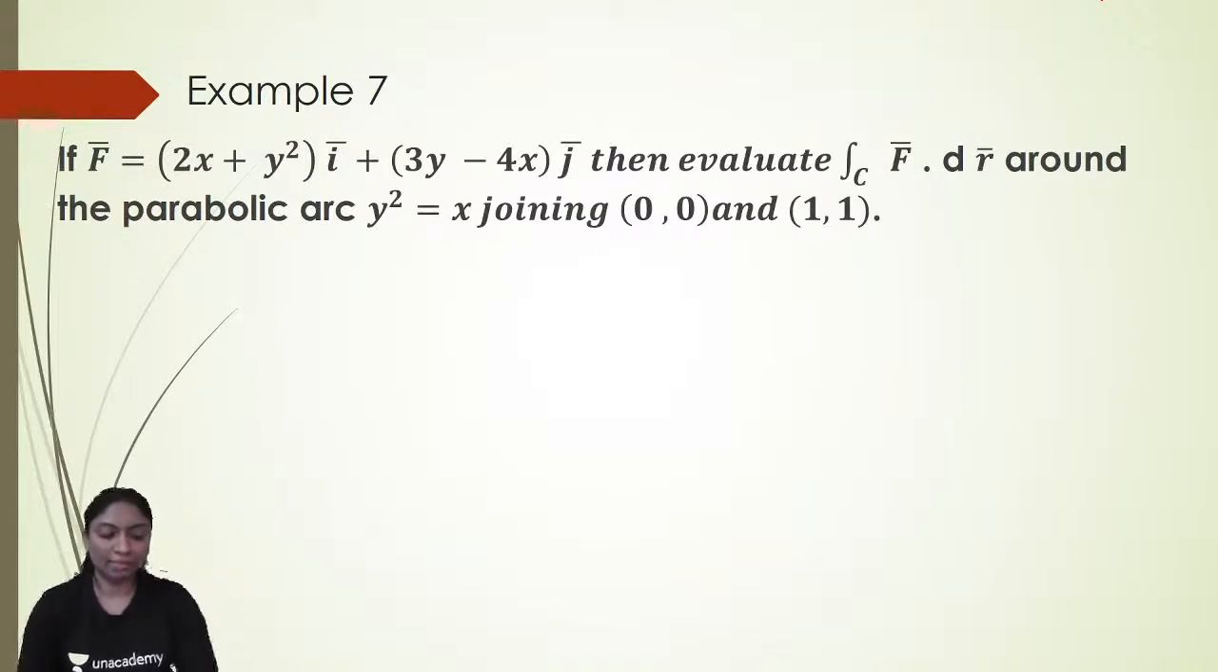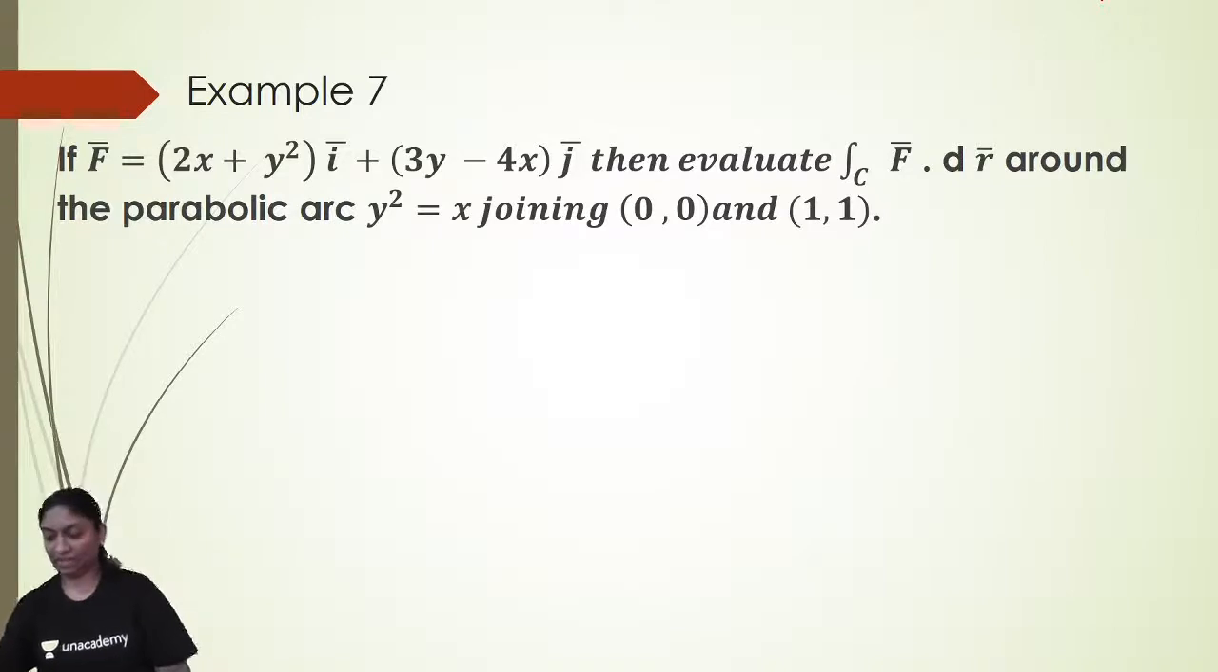See the next example, that is f bar is equal to 2x plus y square into i bar plus 3y minus 4x into k bar. Then evaluate f bar dot dr bar around the parabolic arc. Now here the path of integration is different. The parabola is given, y square is equal to x, joining 0, 0 to 1, 1.